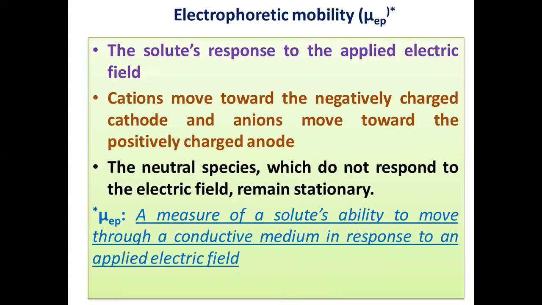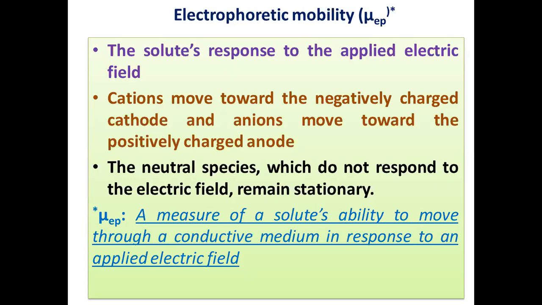Particularly, when you apply the electric field, cations will start to migrate towards the cathode because the cathode is negatively charged, and the anions will start to migrate towards the anode. So there is a tendency to measure the solute's ability to move towards either the cathode or the anode through the conductive medium. This is called electrophoretic mobility. Electrophoretic mobility is a measure of the solute's ability to move through a conductive medium in response to an applied electric field.